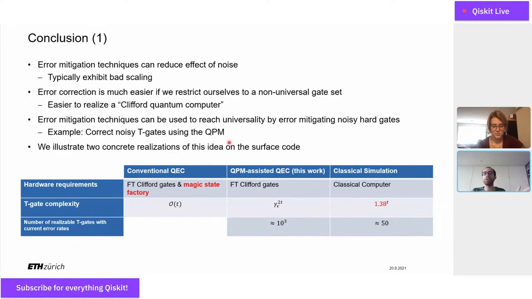I think the takeaway of this whole presentation for me is summarized in this table. It shows very well how our work, here in the middle, compares to what I call conventional quantum error correction, which is quantum error correction with magic state distillation, and classical simulation of quantum circuits, which we can do on a classical computer. The big advantage of our work compared to conventional quantum error correction is that we do not actually need any kind of magic state factory.